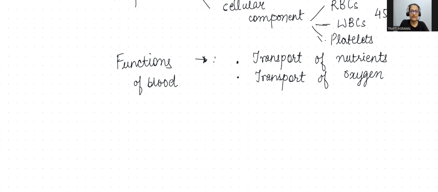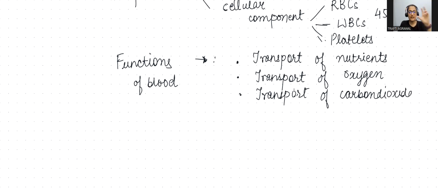Third is the transport of carbon dioxide. Now, carbon dioxide is a waste, right? So that is also transported by the help of blood from the different tissues to the lungs actually. So transport of carbon dioxide, right? So that is the function of blood.